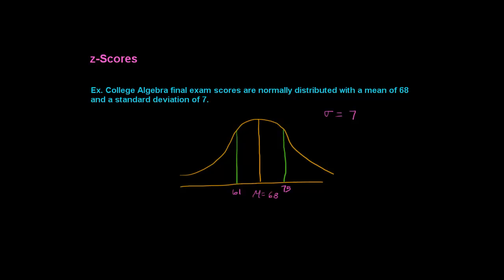and then this area between 61 and 75 would represent 68% of the data. 68% of the data would be expected to be within one standard deviation of the mean. One standard deviation up to a 75, one standard deviation down. So say we had 100 test scores, we would expect 68 of the test scores to fall in this range.